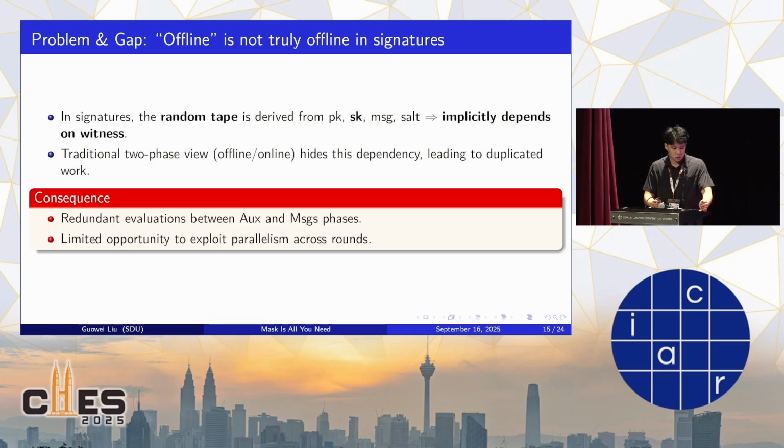The traditional two phases hide this dependency and lead to two practical issues. Redundant work: we evaluate the circuit twice, once in the auxiliary phase and once in the message phase. And we miss parallelism: the way the two phases are separated limits our ability to exploit round-level parallelism. This observation motivates our next step: merge the auxiliary and message phases into a single phase that can produce both kinds of information, and then leverage mask independence to run all rounds in parallel.